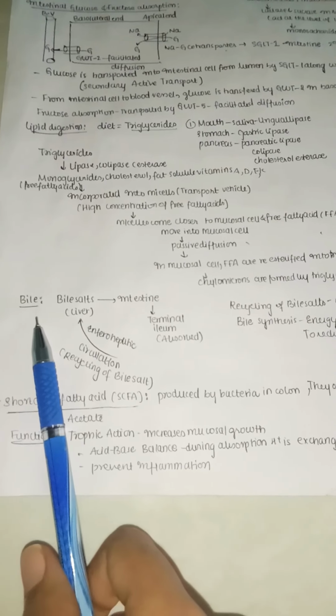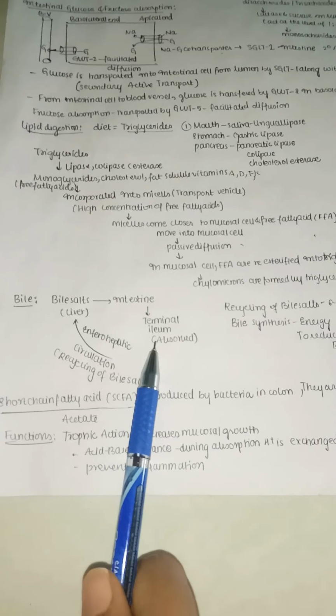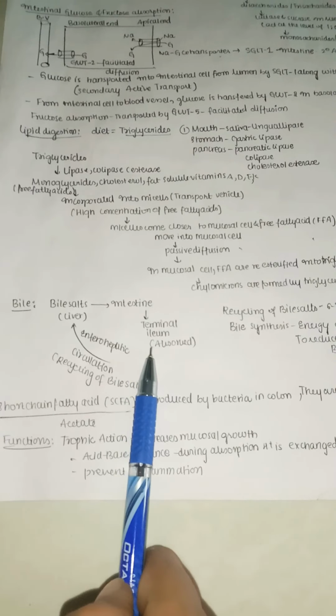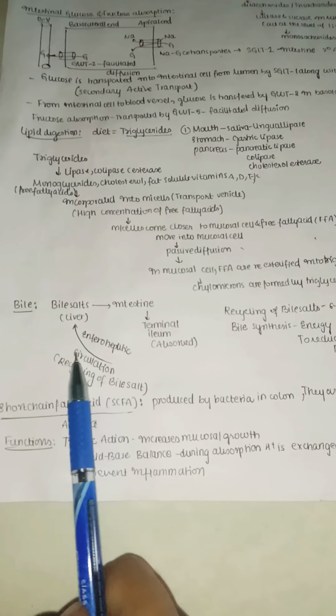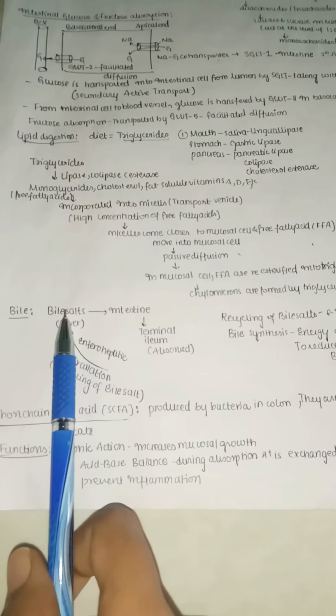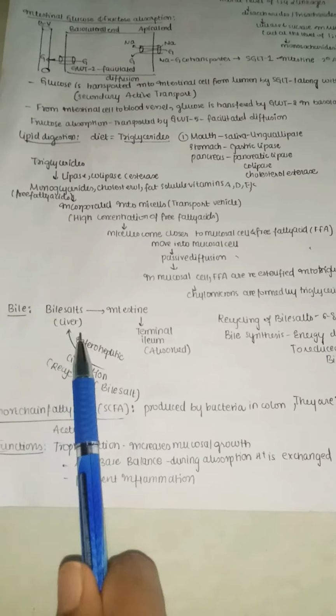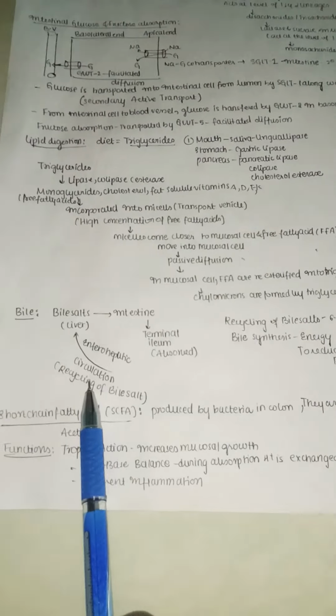Now let us see the bile. Mainly the bile salts from the liver go to the intestine, especially to the terminal ileum of the intestine. They get absorbed there, and after that, by means of enterohepatic circulation, they go again into the bile salts. Why is this process going on? Why is new bile salt not formed? Why only recycling? First from the bile salt into the intestine, again from the intestine into bile salt. Hence the name enterohepatic circulation, also called recycling of bile salt.